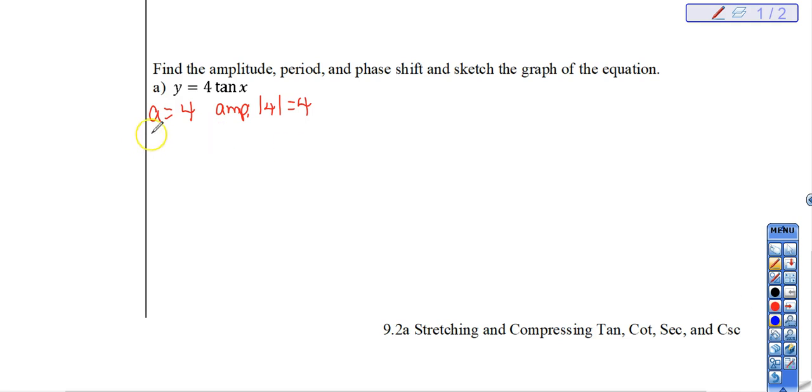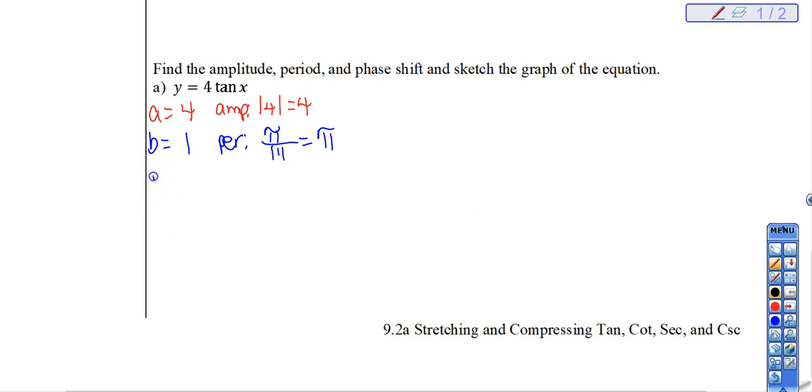My B term is 1, right? It's the number, the coefficient of your x. So the period of the tangent function is pi divided by the absolute value of B. So that's absolute value of 1. So it has a period of pi.